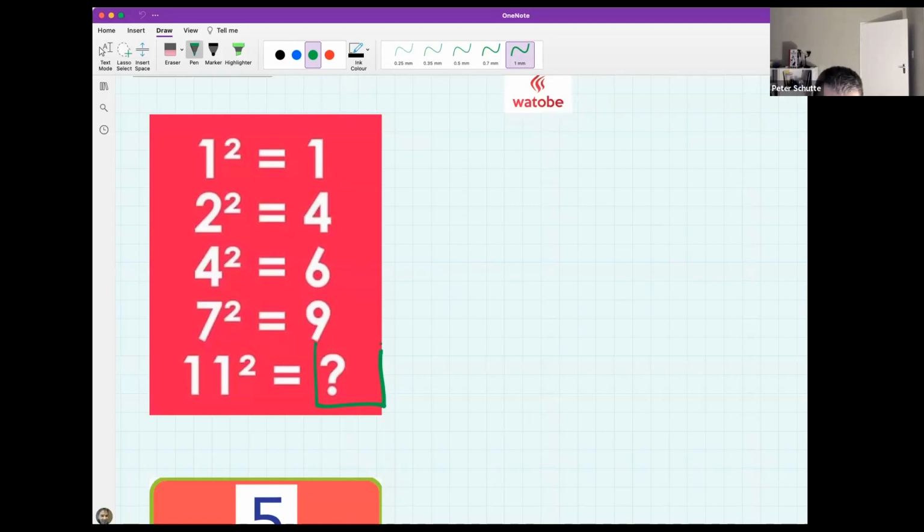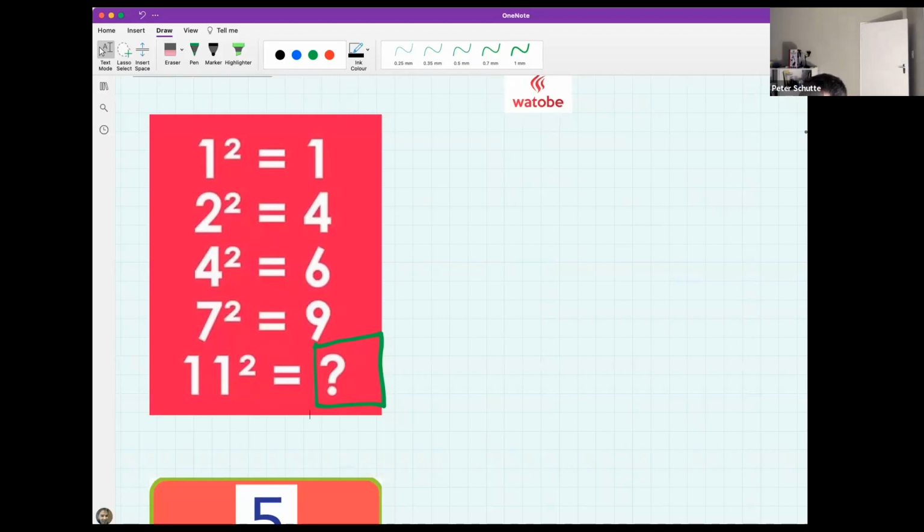All right. So I want to know, what do you think is going to be the value in that block over there based on the pattern that I have shown you? What do you think is going to be the number that occurs there? What do you think is going to be there?